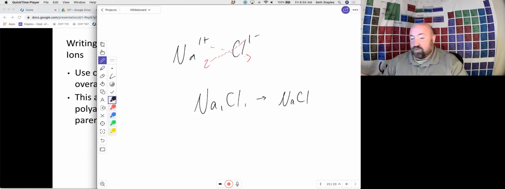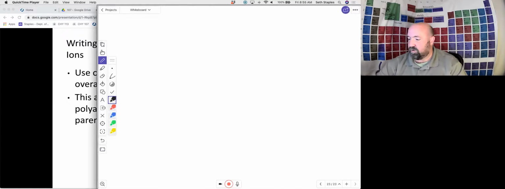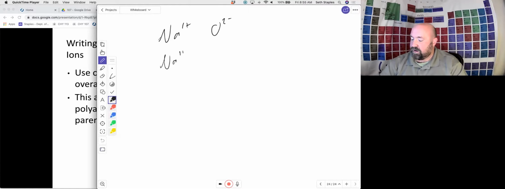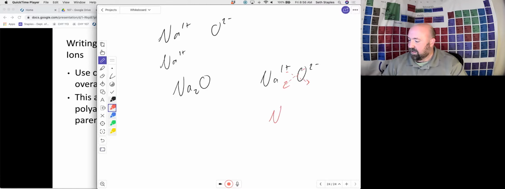And so we can use this crossover rule. Let's look at if maybe sodium with its 1+ comes together with oxygen 2-. Let's think about this in the way that we have already. So let's just go to a new slide for this. In the way that we've already thought about this, we see that we need another Na. Now our pluses balance out our minuses, so we get Na2O. The other way we can think of this is simply crossing over. And so we end up with Na2O.